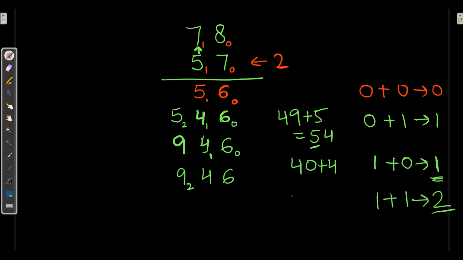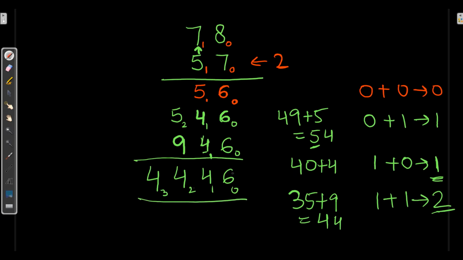So 7 5s are 35. 9 we already have, which makes it 44. So I'll delete 9 and write 4, and 4 is in carry. So I'll write 4 on the third index. Now if you multiply 78 with 57, you will get 4446.